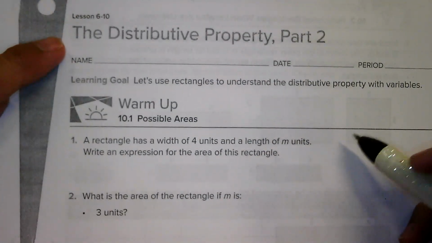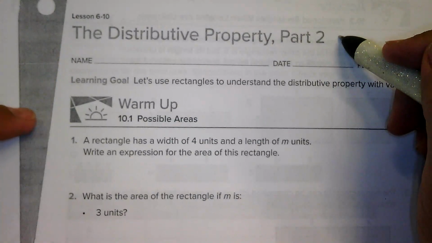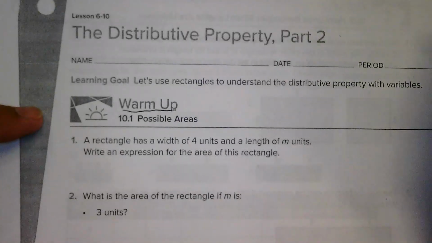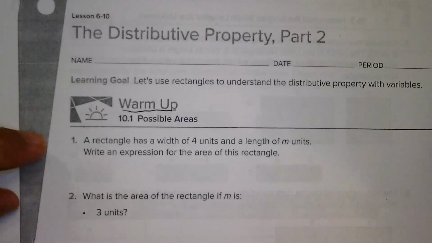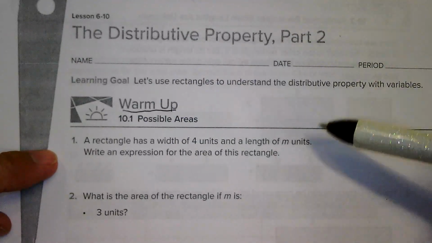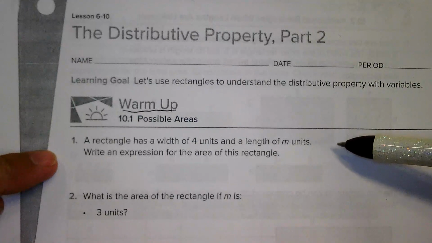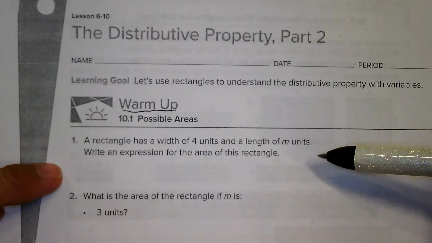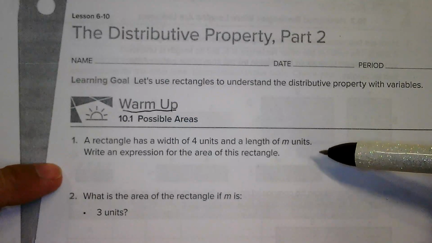Okay, this is Distributive Property Part 2. Find the section on your notes called Warm Up, and here's your warm up activity. A rectangle has a width of 4 units and a length of m units. Write an expression for the area of the rectangle.